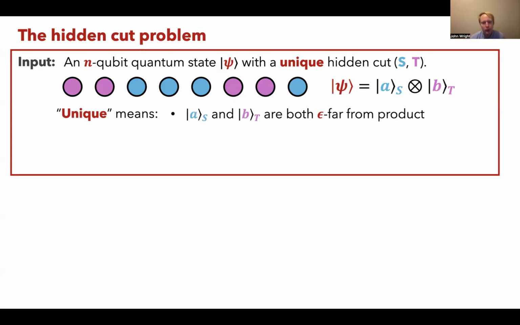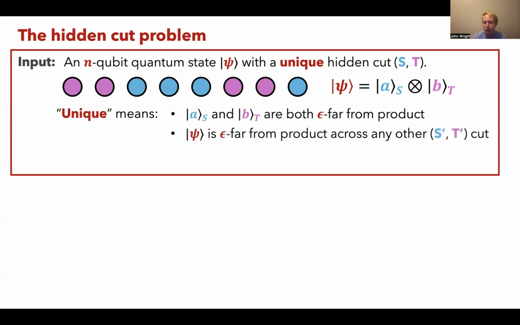So it either means the following, which is that psi is a tensor product, A tensor B. But A and B themselves are both epsilon far from product states. Okay, so they're very non-product. Equivalently, we can just say that psi is epsilon far from product across any other S prime T prime cut, where S prime and T prime are just not equal to S and T. So we have a unique cut, and on any other cut, you're far from product. That's your input, and your output is supposed to be either S or T.